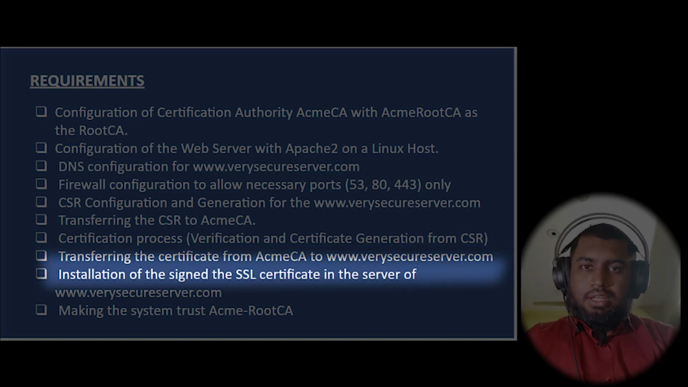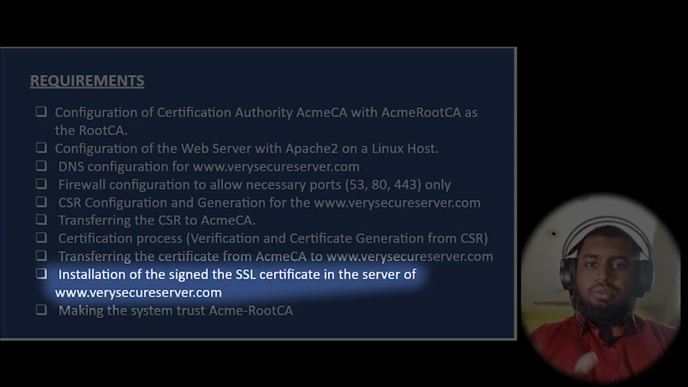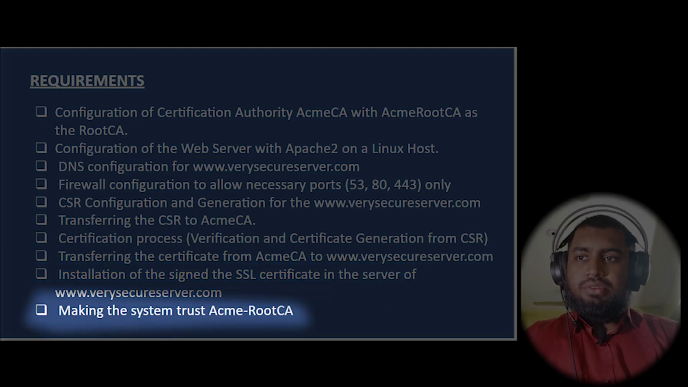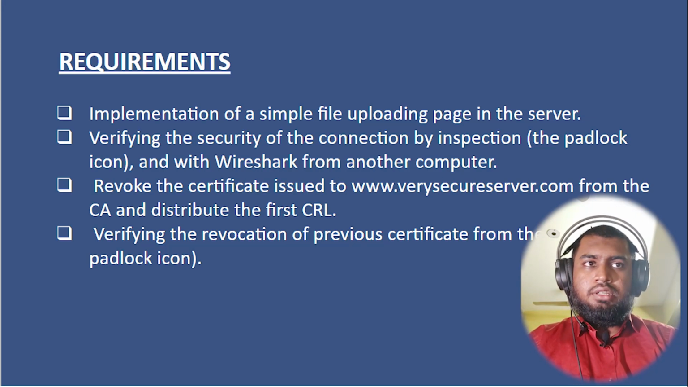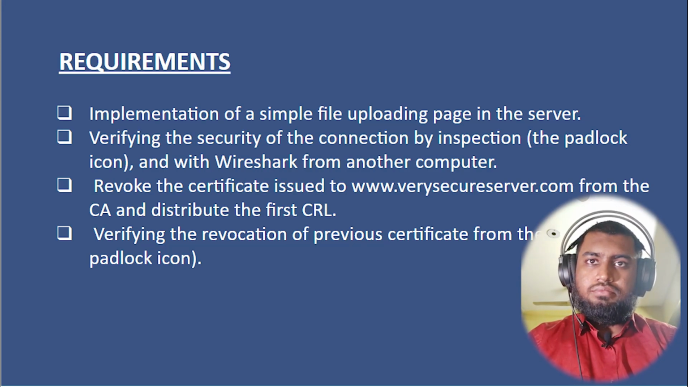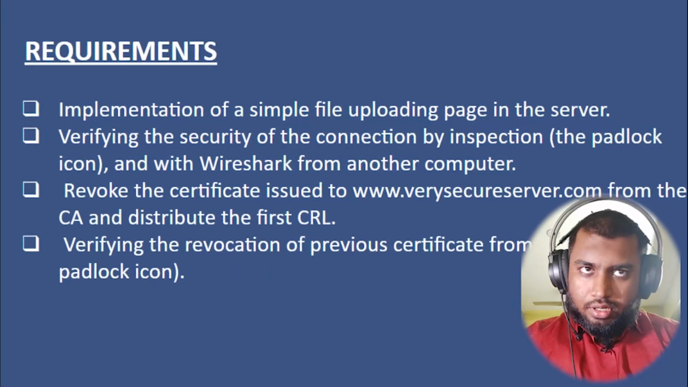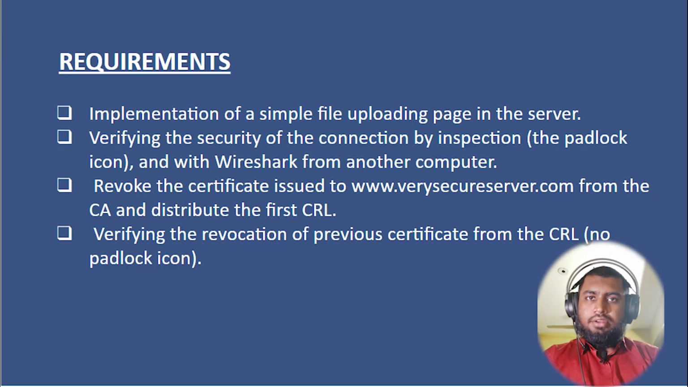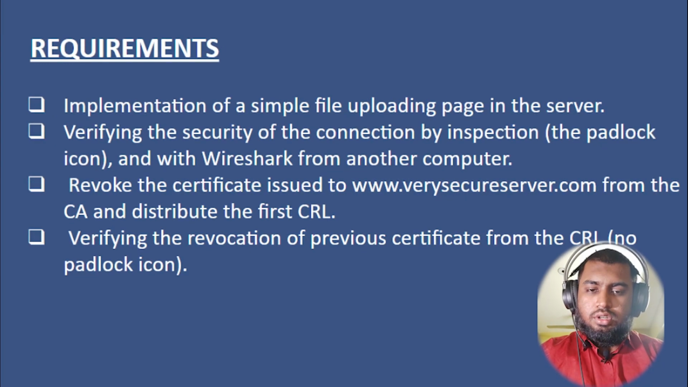We will also transfer the certificate from ACME CA to www.verysecureserver.com. After that, we will install the signed SSL certificate on the server of www.verysecureserver.com and make the system trust ACME Root CA. Then we implement a simple file uploading page on the server. We will upload a file to the server and verify the security of the connection by inspection. What is inspection? It is the padlock icon, and using Wireshark from another computer or end device.